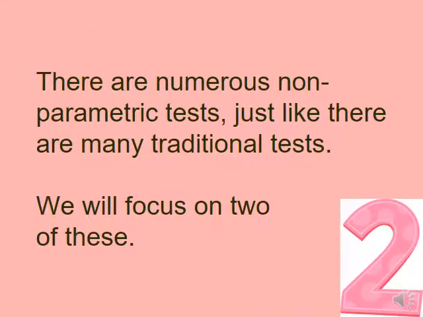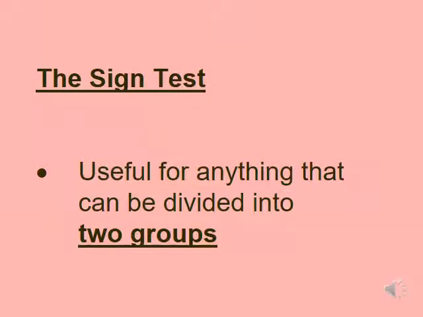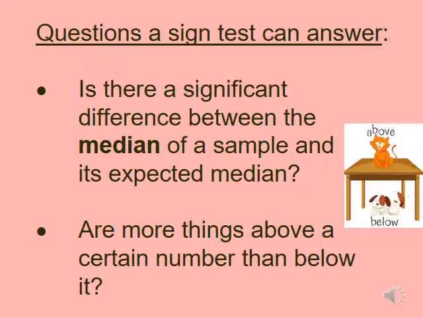There are tons of different non-parametric tests. Your book covers about 4 of them, and if I wanted to, I could look at about half a dozen others. But we're going to focus in on 2 non-parametric tests, basically just to give you the idea of how things work. The first of the tests we're going to look at is called the sign test. And a sign test is really versatile because you can use it for absolutely anything that you could divide into 2 groups. And there are tons of things that you could possibly divide up into 2 groups.